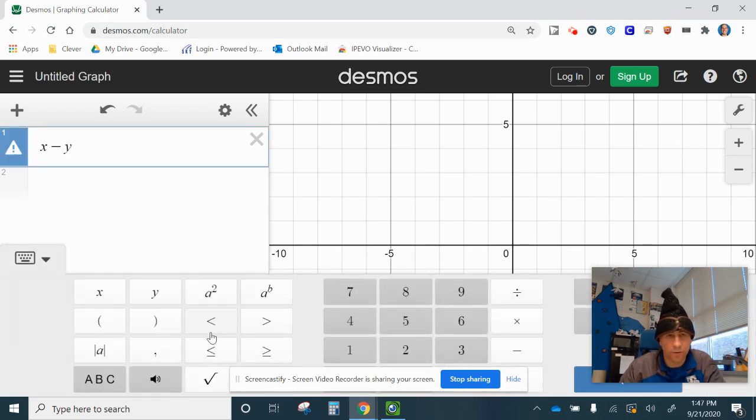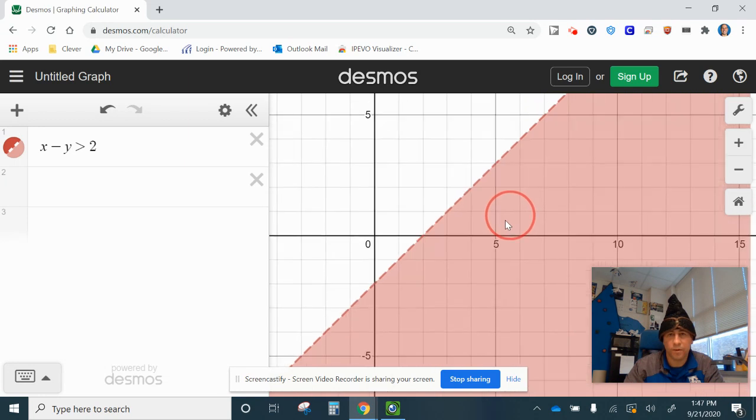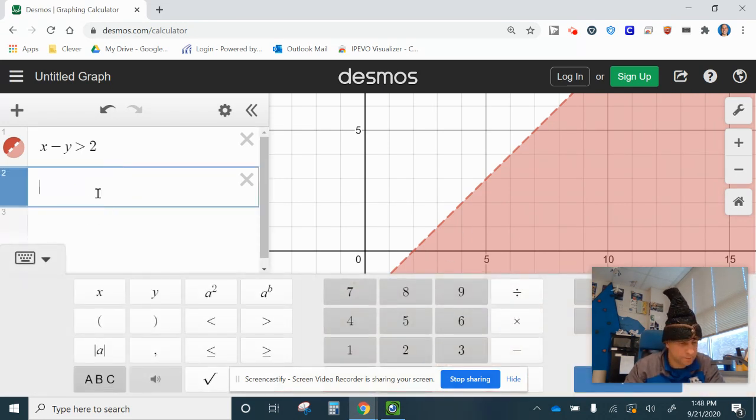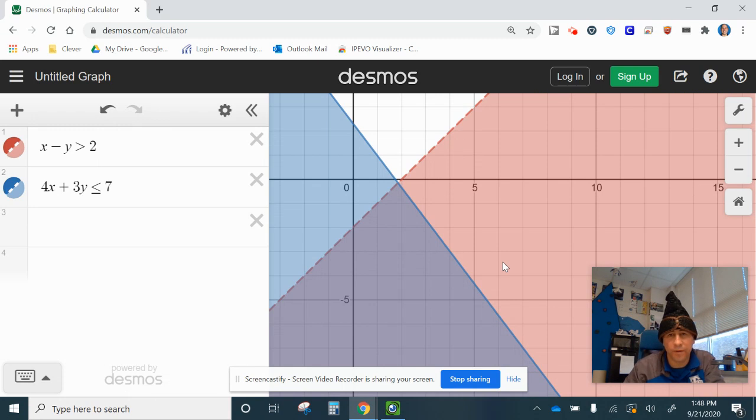And surely they have inequality symbols, so greater than 2. Okay. Now they're using red, but nonetheless, that's okay. All right. And then we can check our points in a second, but now let's graph 4x plus 3y and then less than or equal to 7.